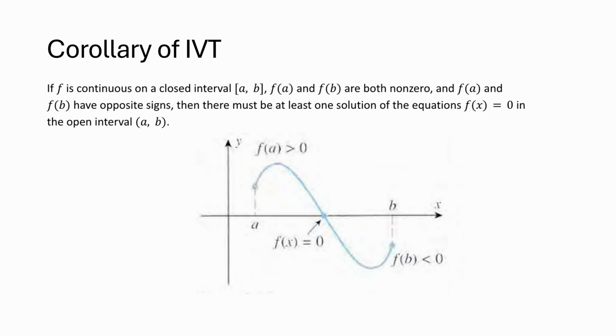So for example, even if f of x is changed to this or like this, you can see that f of x equals 0 at at least one point. So there is at least one x-intercept in both of these functions.